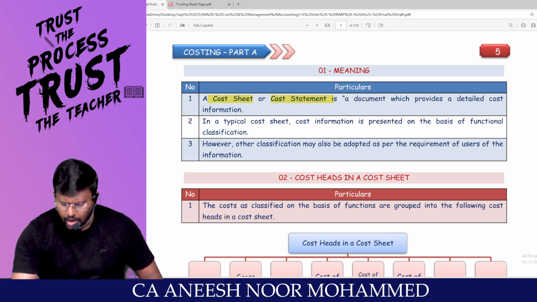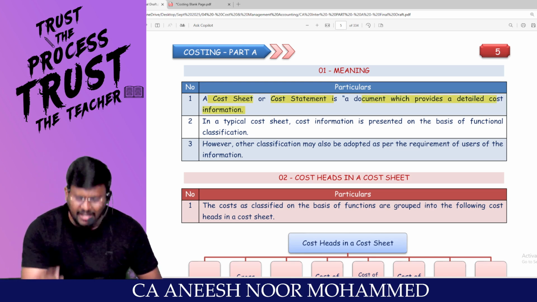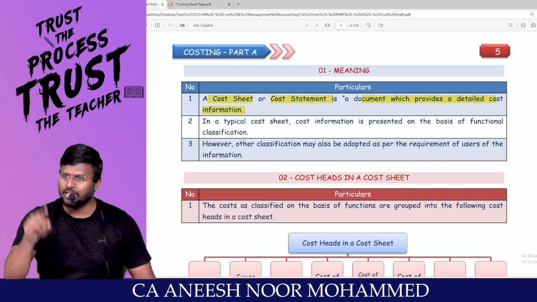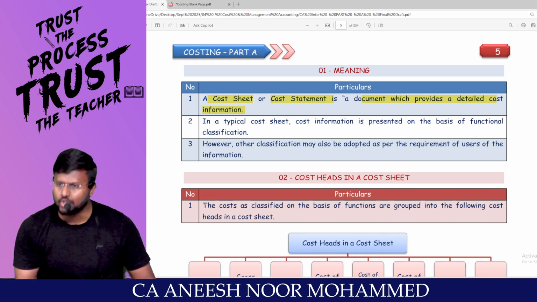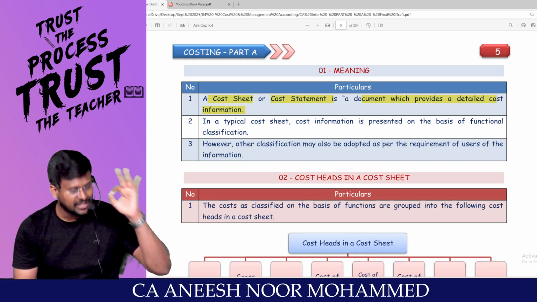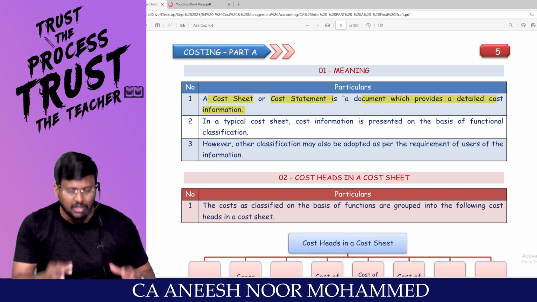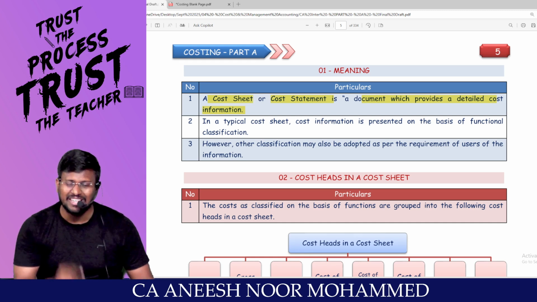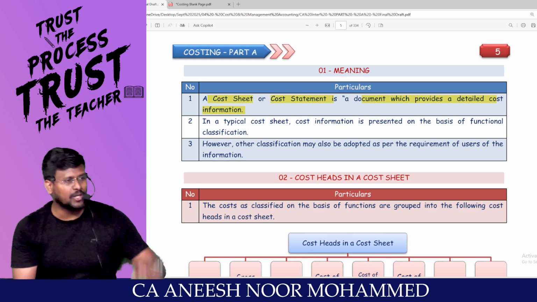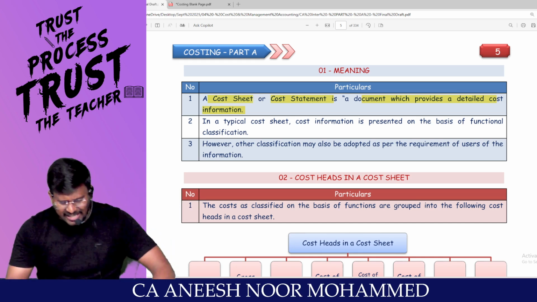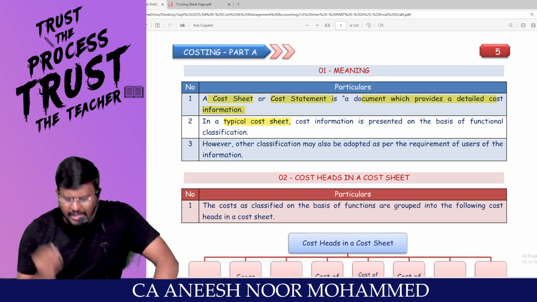It is a document which provides detailed cost information. What are the costs I have incurred at the stores? That is raw material consumed. What are the costs I have incurred at the factory? That is the work area in the factory. That's what is my net factory cost. Correct? What is the cost I have incurred in the godown? That's what is cost of goods available for sale. Comfortable?